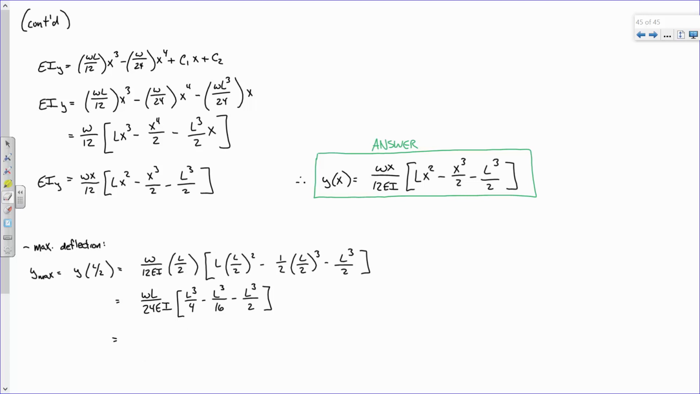Is there a common term in the brackets that's easy to factor out? L cubed, right? So if I have L cubed factored out, this would be WL to the 4th over 24 EI. And then we have 1 over 24 times 1 over 4 minus 1 over 16 minus 1 over 2. Can anybody tell me what that fraction is? Your Casio should be able to just compute that fraction directly and leave it in a fraction format.